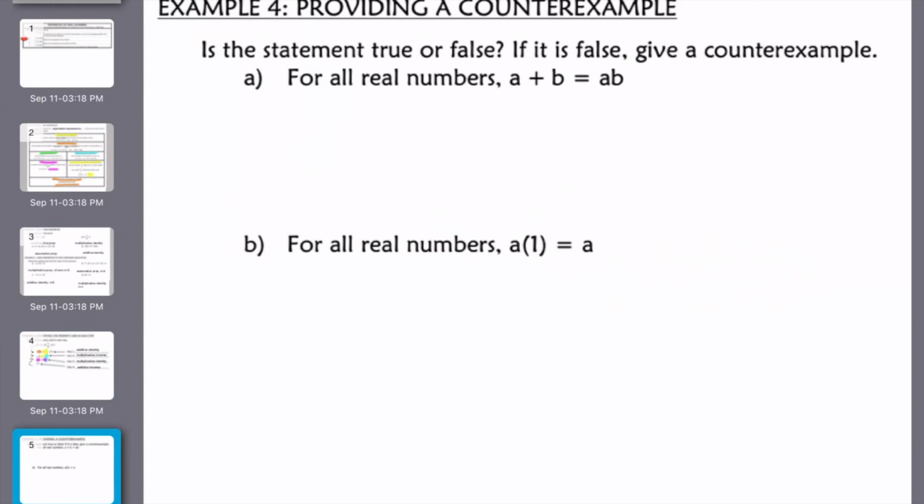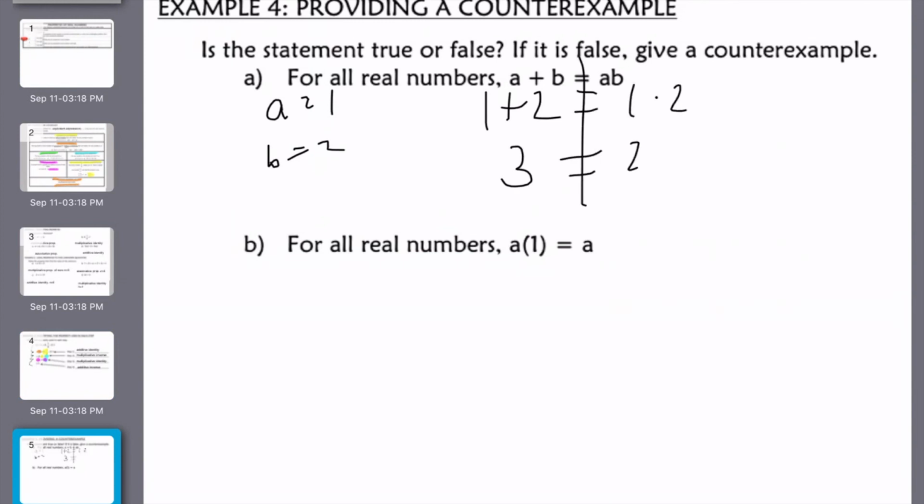And they're trying to say A plus B, two numbers, is added together, is the same thing as them being multiplied together. So what I like to do in this situation is just test out some numbers, and I like to make them small. So let's go with A is 1 and B equals 2. So 1 plus 2 gives me 3. Does that equal 1 times 2? In this case, it does not. So that is our counterexample right there.